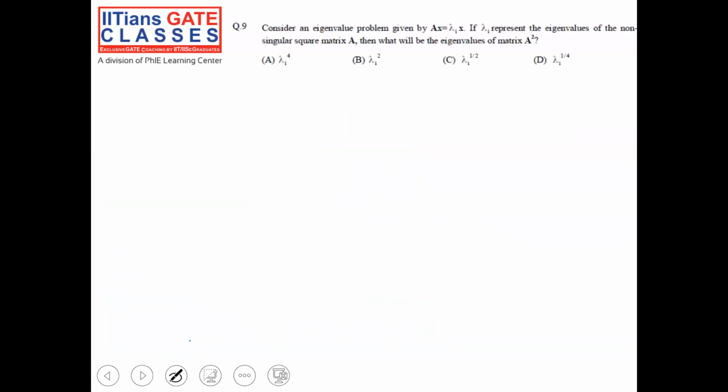Starting with the first question, it is from the linear algebra topic for 1 mark. Consider an eigenvalue problem given by Ax equal to lambda_i times x. If lambda_i represents the eigenvalue of a non-singular matrix A, then what will be the eigenvalue of matrix A square? Okay, so as we know, we can write Ax equal to lambda x. Here x is nothing but the eigenvector corresponding to the eigenvalue lambda.